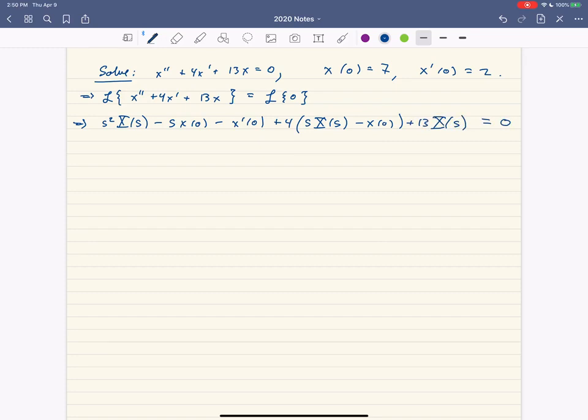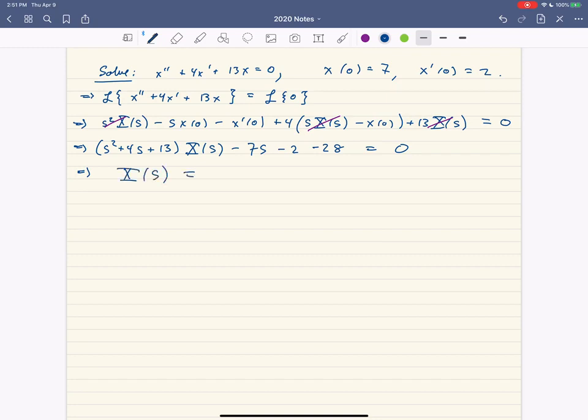Okay, now let's plug in the values that we have, and let's simplify all of our terms. We're going to have s squared plus 4s plus 13 times capital X of s, and that takes care of that term and that term. We're going to have a minus s times x of 0, so that's minus 7s. Minus x prime of 0 is minus 2. And then 4 times minus x of 0, which is 7, will be minus 28. This is going to be equal to 0. And what we're going to do then is add 7s plus 30 to both sides.